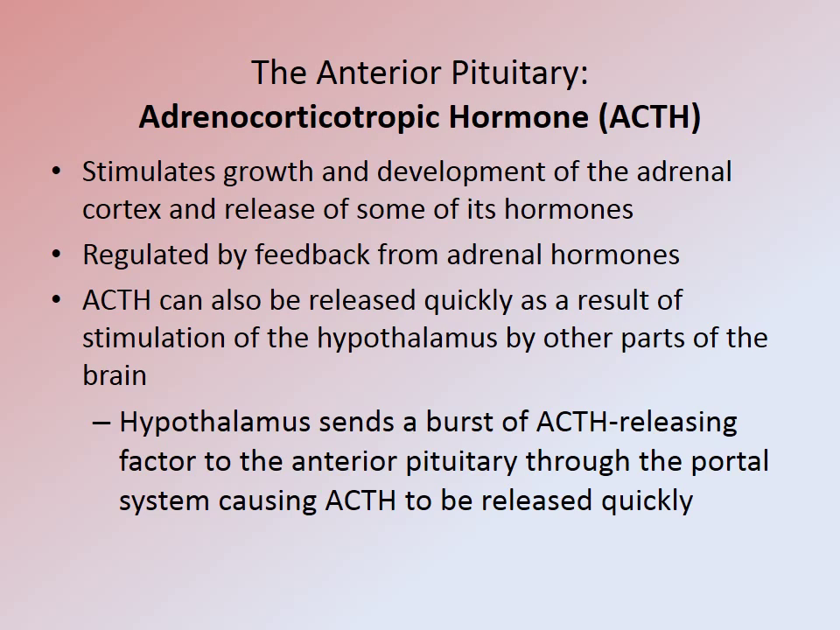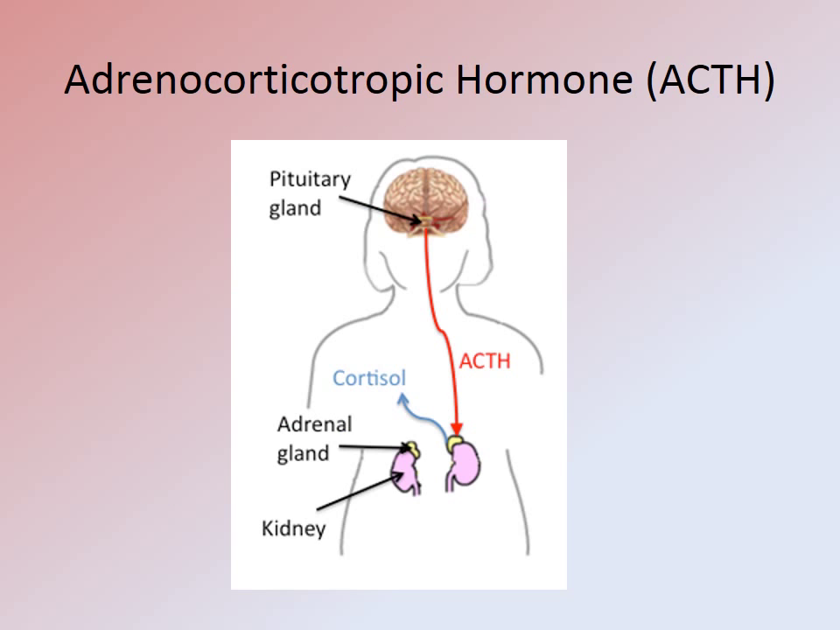ACTH can also be released quickly as a result of stimulation by the hypothalamus or by other parts of the brain. Okay, so the hypothalamus sends a burst of ACTH releasing factors to the anterior pituitary gland through the portal system, causing ACTH to be released quickly. So again, ACTH stimulates that adrenal gland to produce its hormones. This right here is showing you how ACTH works. The pituitary gland will send ACTH down to the adrenal gland, and then the adrenal gland will produce cortisol, which is one of its hormones.